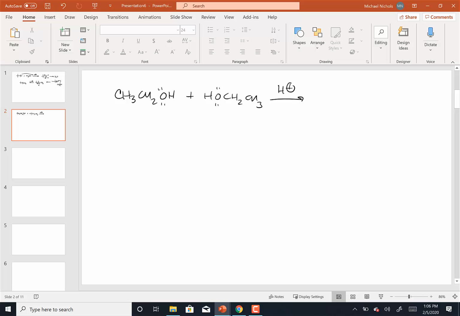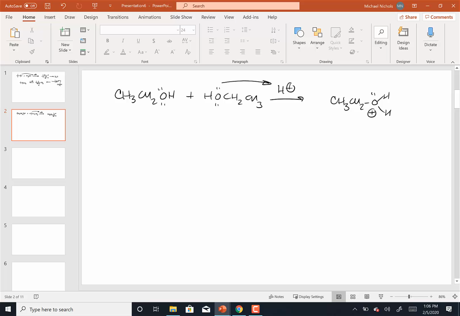I have oxygen species and an acid. The first step is to protonate the oxygen, right? Which one doesn't matter. So I'll protonate the one on the right. What will happen then is that I'm going to switch the molecule around so that it looks like this. There's my oxonium ion.